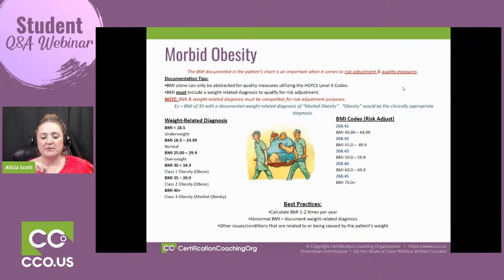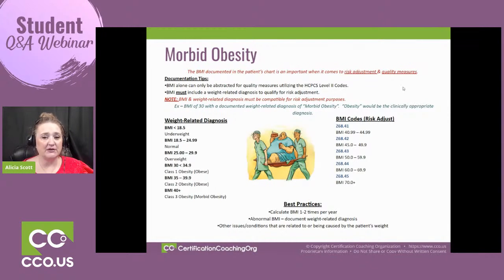But if you have that BMI of 40 or above and you don't have the diagnosis of morbid obesity, then you can't capture that for risk adjustment. It has to be linked together. So you can have morbid obesity by itself without a BMI, but you can't have the BMI of 40 or above and not have morbid obesity also documented. It's just a guideline. So anything over Z68.41 is going to risk adjust, and it risk adjusts the same as E66.01, which is morbid obesity.